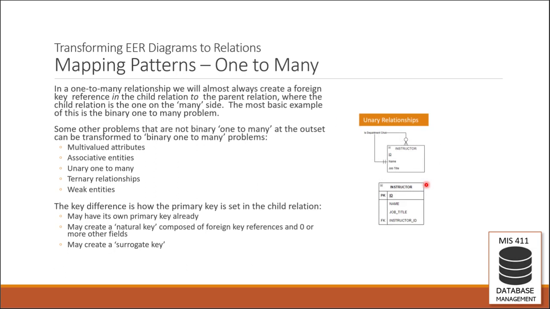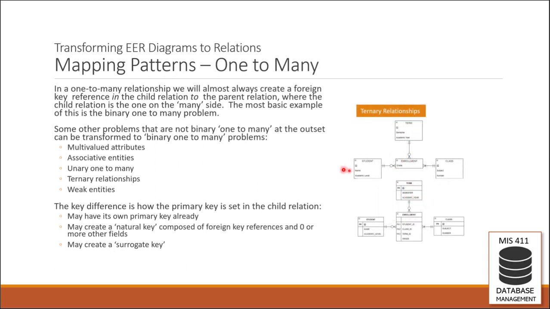A unary relationship, it's only one entity or relation, but it still has the same rules, right? Here we create on the child side, which is instructor, as well as the parent, right? On the child side, we create the instructor ID reference, foreign key, which references the parent, which is also instructor.